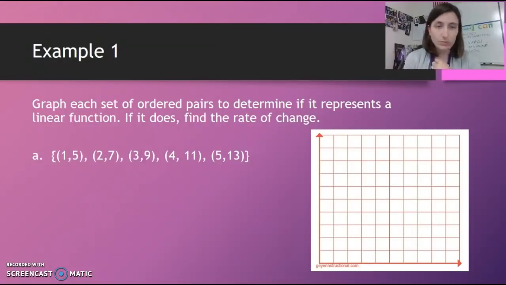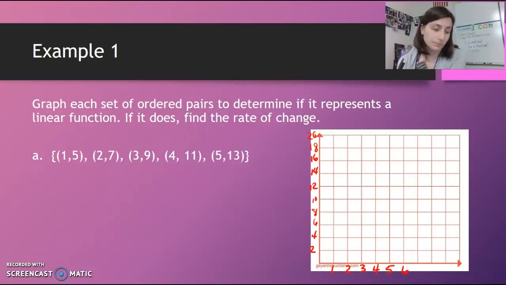Now, because our numbers go up higher than they did last time, each box here is going to be worth 2. So 2, 4, 6, 8, 10. You get the gist. All the way up to 20. And then we're going to do each of our x values as 1. Now we've got to keep that in mind when we go to count our slope later.